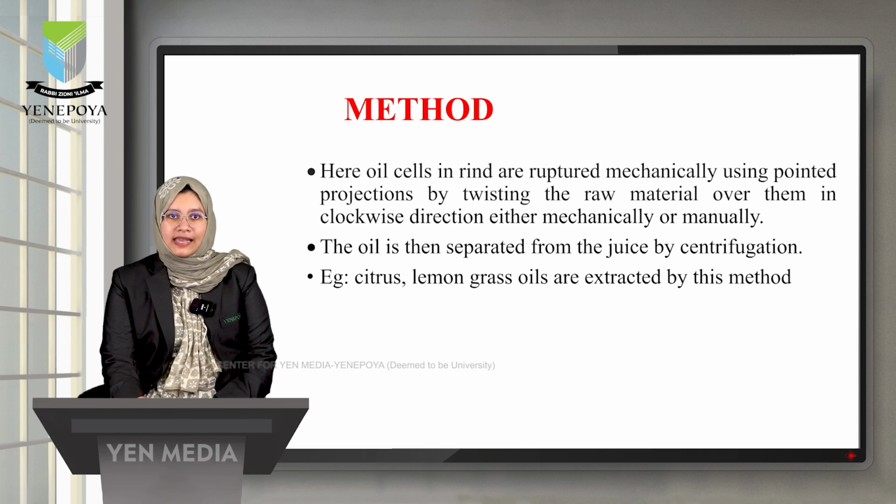If we are pricking in a clockwise direction, it can be mechanically or manually. From that, the oil will be separated from the juice, which can be collected after centrifugation. Examples: citrus and lemongrass oil are extracted by these methods.